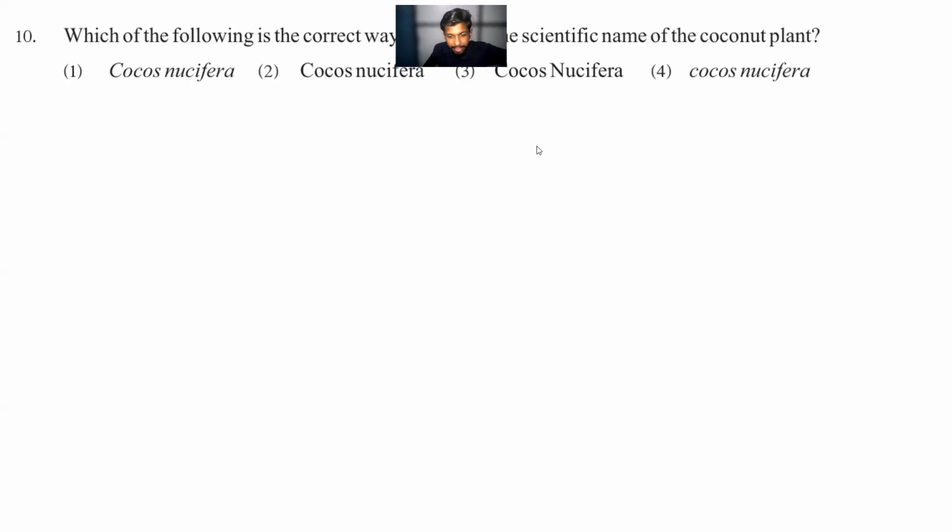Here, there are three rules that you want to follow. First one, there are two parts. That is the generic name and the specific name. Yes, there are two parts in a binomial nomenclature. There will be two names, right? This part will be called the generic name and this part will be called the specific name. First thing that you want to know. This is the generic name and this is the specific name.